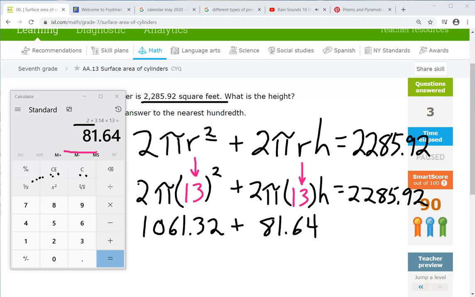What did I forget? h. Well, I can't put h into the calculator, right? So we're just going to leave the h right over here. And then equals 2,285.92. Now we're going to subtract 1,061.32 from both sides.